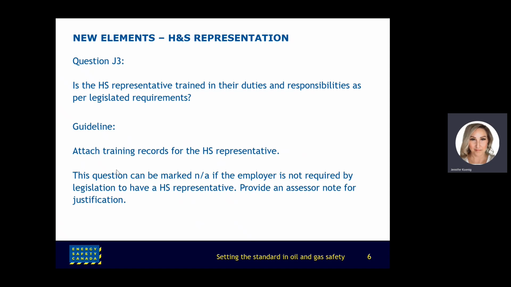Question J3. Is the health and safety rep trained in their duties and responsibilities as per legislated requirements? The requirement for this question is training records. You will need to check jurisdictional requirements as each province has specific training requirements. For example, Alberta requires reps to receive at minimum 16 hours of training annually, whereas BC requires reps to be trained as soon as practicable, but not more than 6 months after becoming a member and receive a total of minimum 8 hours of instruction.